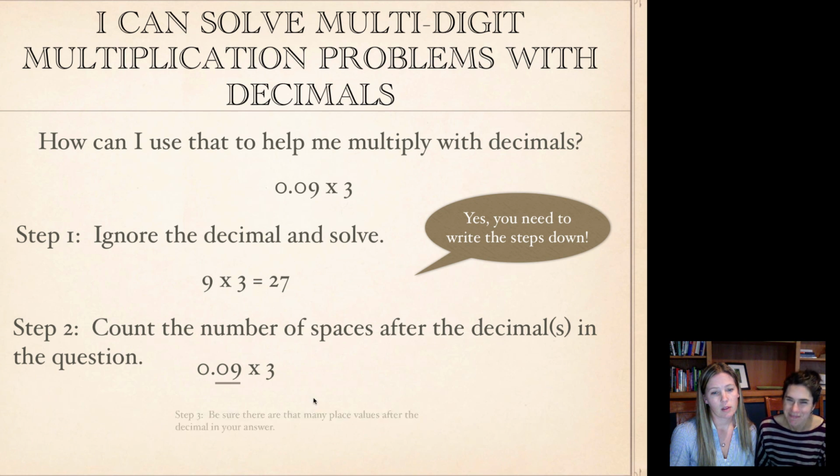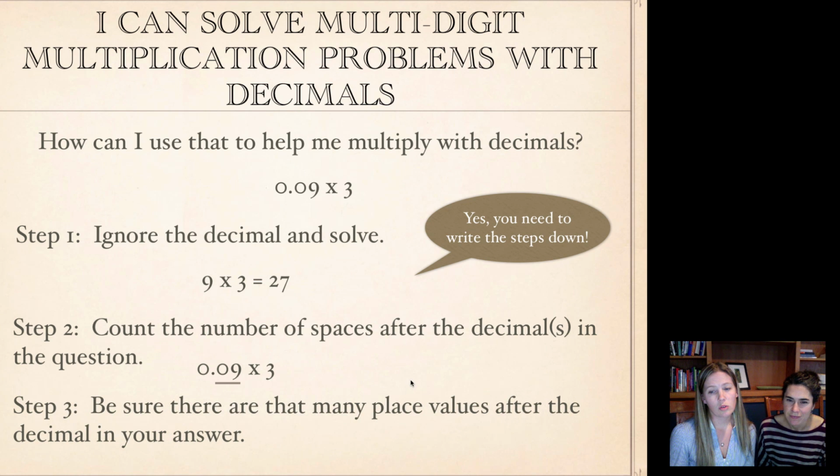Step 3, be sure that there are that many place values after the decimal in your answer. So if our answer was 27, I need to make sure I have 2 spots after the decimal. This would be 1, this would be 2, so my decimal would go here. That's where I have it, 2 spots after the decimal. So those are the steps for solving a problem like this, which I think you've seen before, so this should not be new.